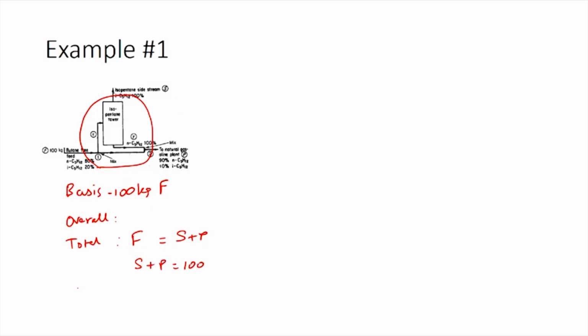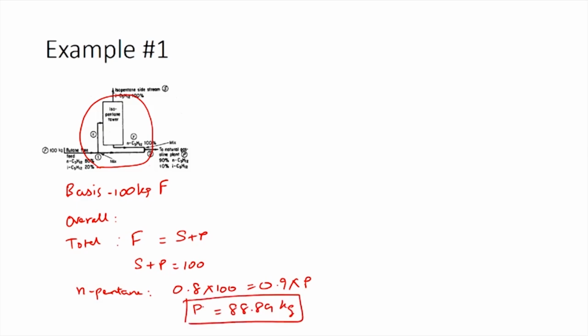We can also write an N-pentane balance. So, the N-pentane balance would be 0.8 times 100, the input, equal to 0.9 times P, the output. So, from here we can calculate P as 88.89 kilograms and S would be calculated as 11.11 kilograms.